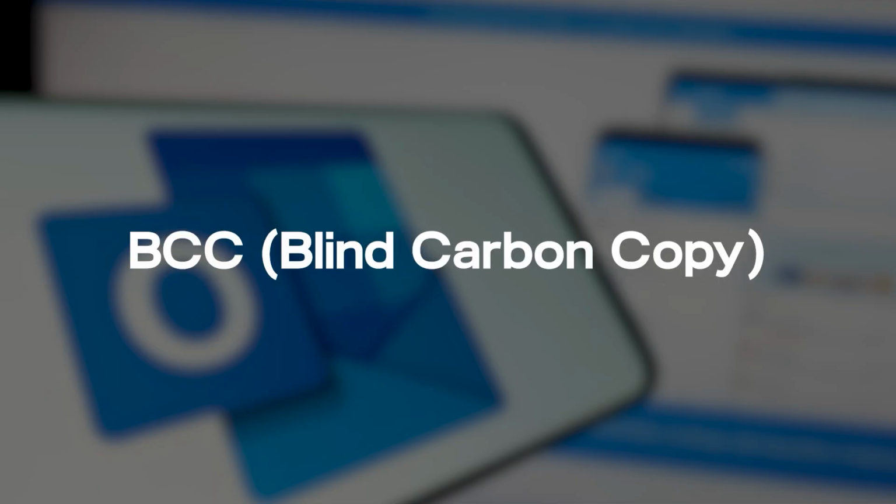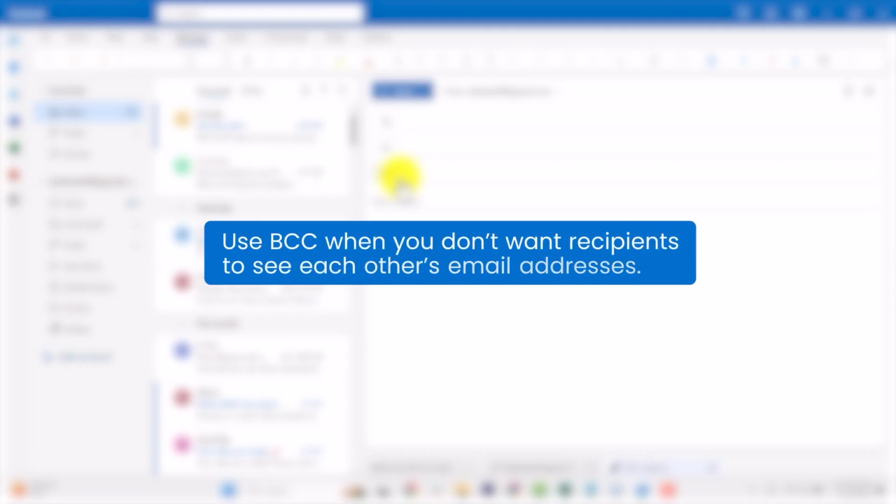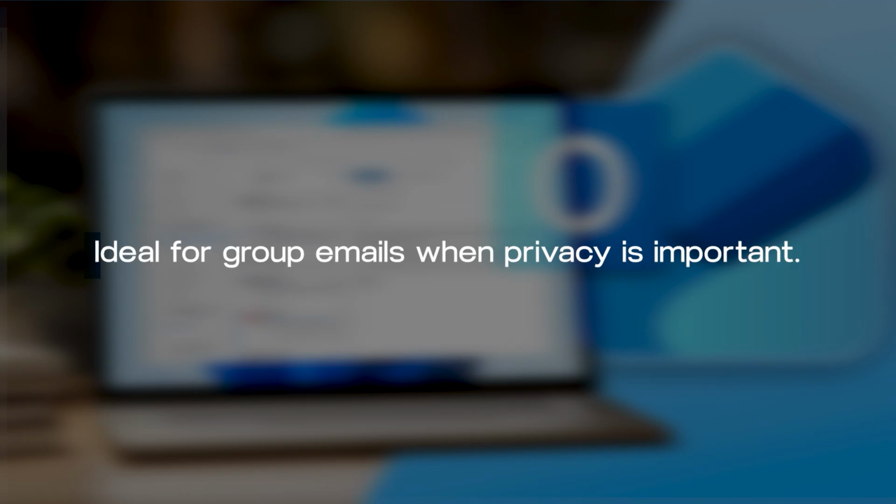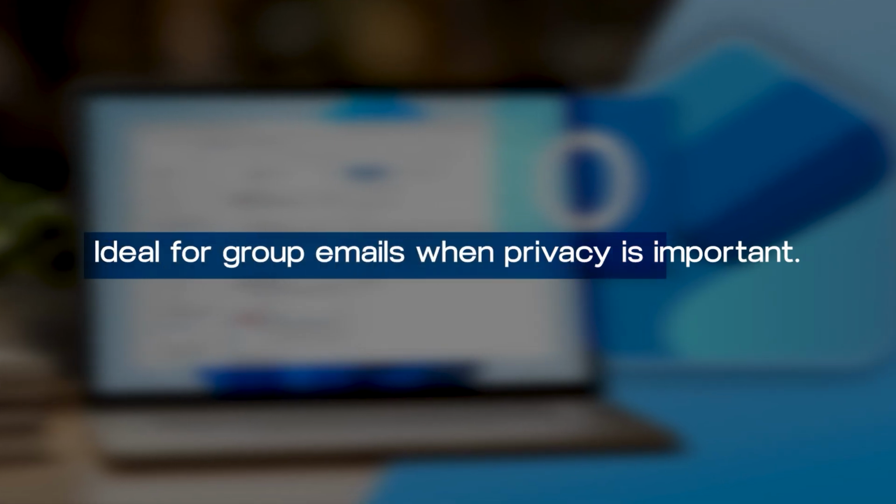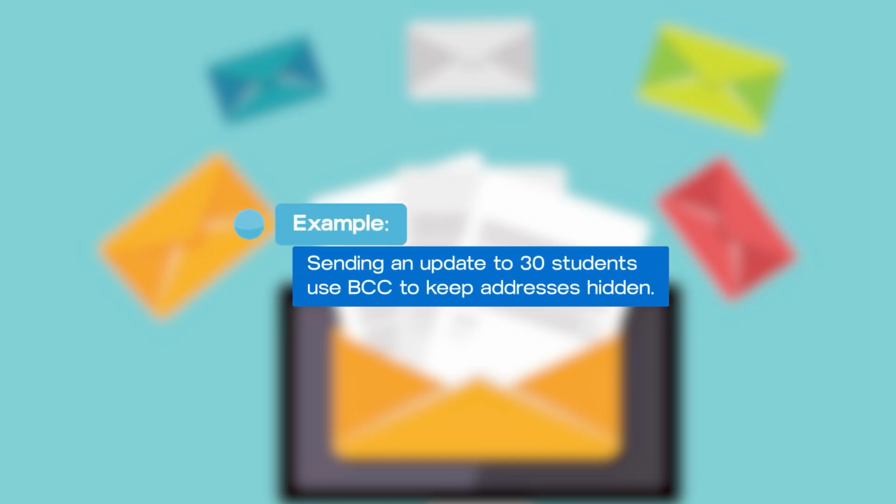BCC, blind carbon copy. Use BCC when you don't want recipients to see each other's email addresses, ideal for group emails when privacy is important. Example, sending an update to 30 students, use BCC to keep addresses hidden. How to reply to emails.